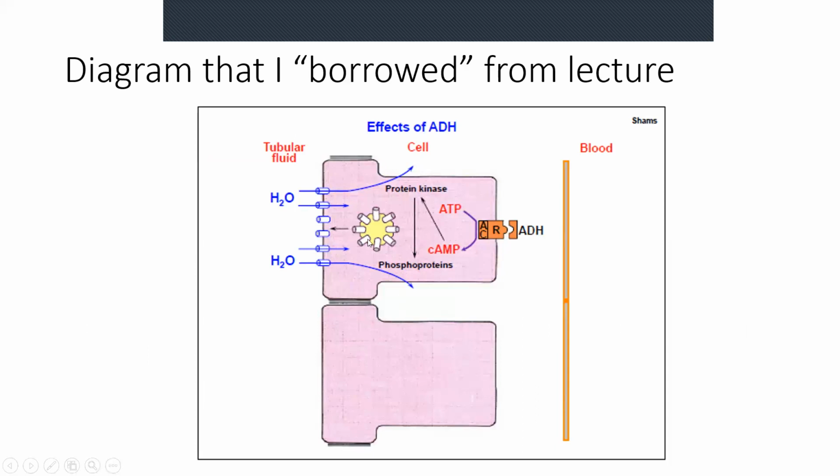So here we have a quick diagram from one of the slides that I borrowed, where we have ADH binding here to its receptor. Now this is an adenylyl cyclase receptor, so it takes ATP and converts it to cyclic AMP. This will phosphorylate a protein kinase, which goes down a long chain of phosphorylation, and basically it takes this vesicle of aquaporins and binds it to the surface. So these aquaporins will then move the water from the tubules, from the collecting duct, into the cell and later on into the blood, and then it will diffuse into the blood.